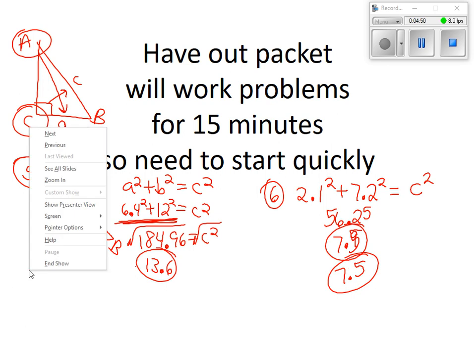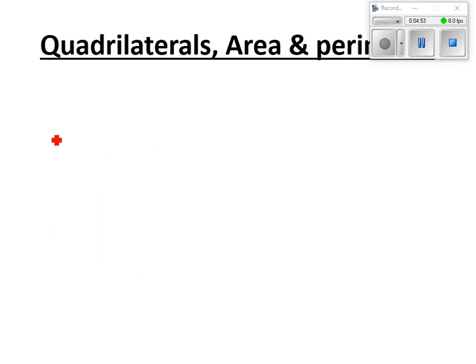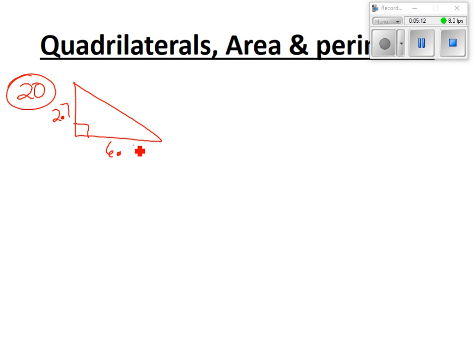Number 20. Whenever you're doing the Pythagorean theorem with right triangles, know which side you're looking for. Does that say 6.5? Yeah. And this is x over here. Are we looking for a leg or the hypotenuse? The hypotenuse. So we're going to do it the exact same way that we just did those last two. Tell me how to set it up.